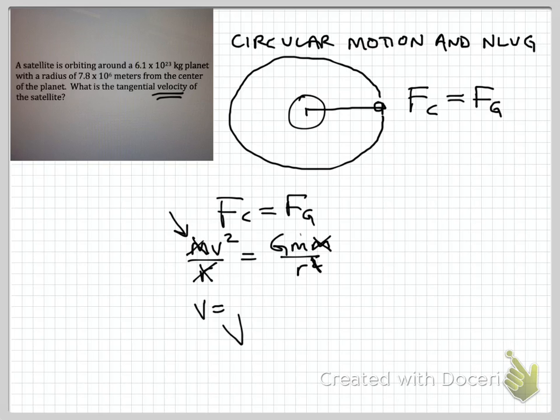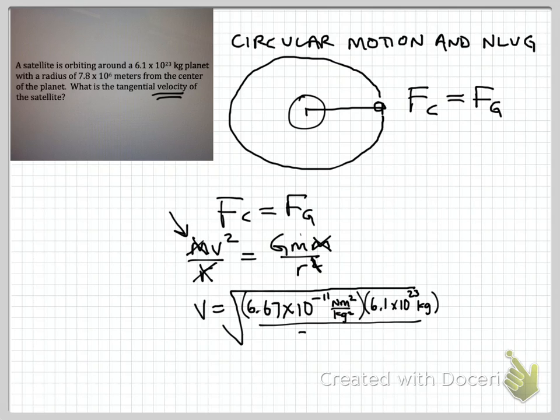After that, I'm going to plug my numbers in. It's going to be the square root of that gravitational constant, which is 6.67 times 10 to the negative 11th meters squared per kilogram squared. I'm going to multiply that by the mass of the planet and divide it by the radius, or the distance between them. Take the square root, and I arrive at my velocity: 2,283.9 meters per second. That is the tangential velocity of the satellite as it travels in a circular orbit around the planet.